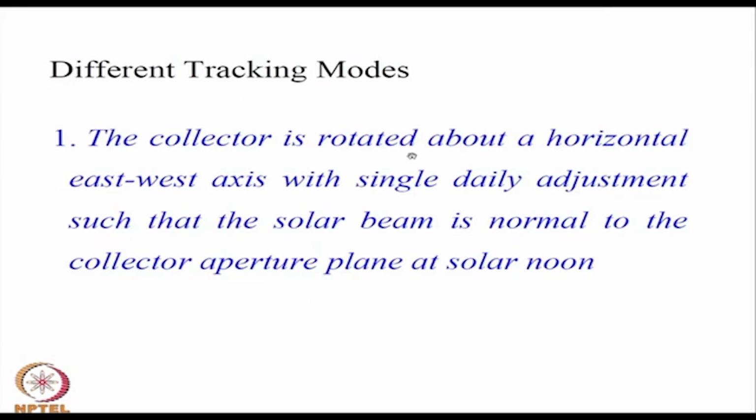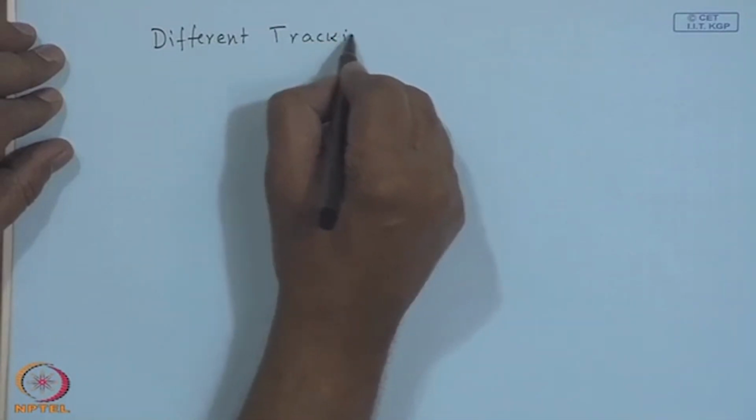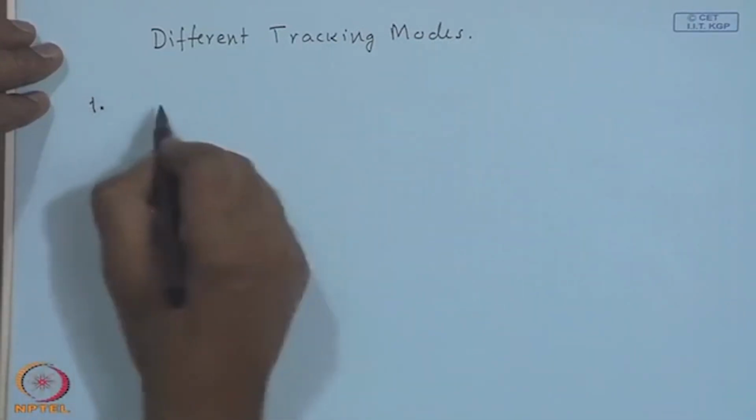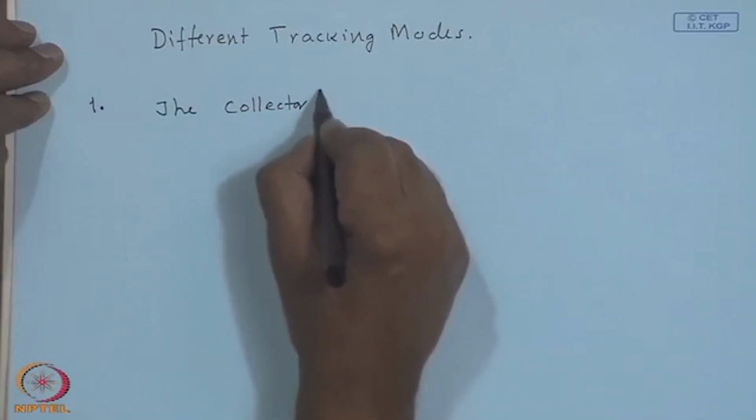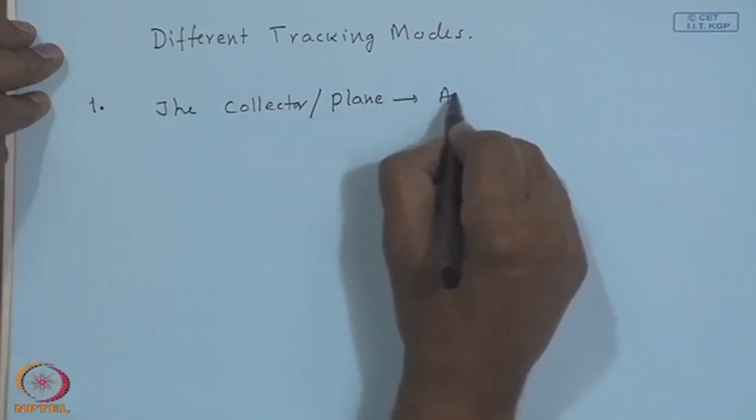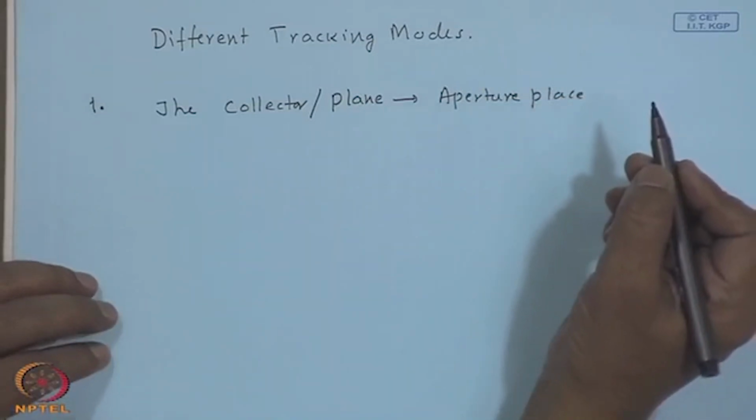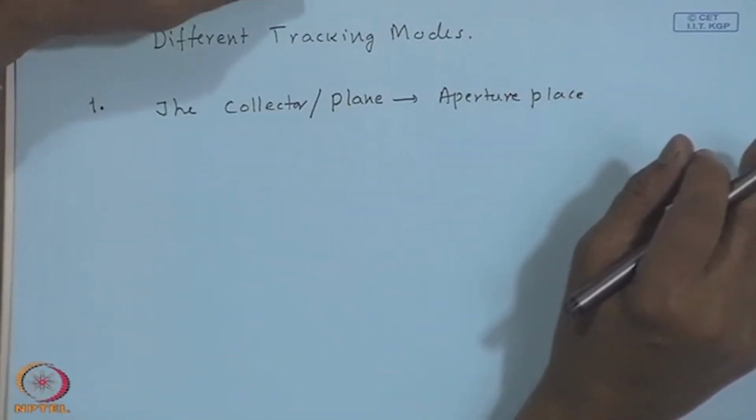So, now we will consider different tracking modes. So, mode 1, the collector, or we shall in future refer to it as the plane, which essentially means the aperture plane, because whether it is a parabola or paraboloid, whatever is the radiation passing through the aperture plane will reach the reflector, thereby getting reflected, or refracted.